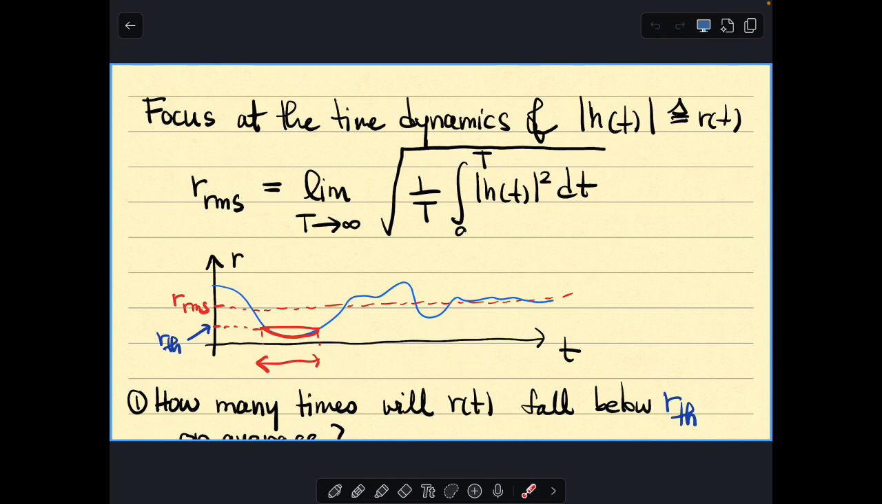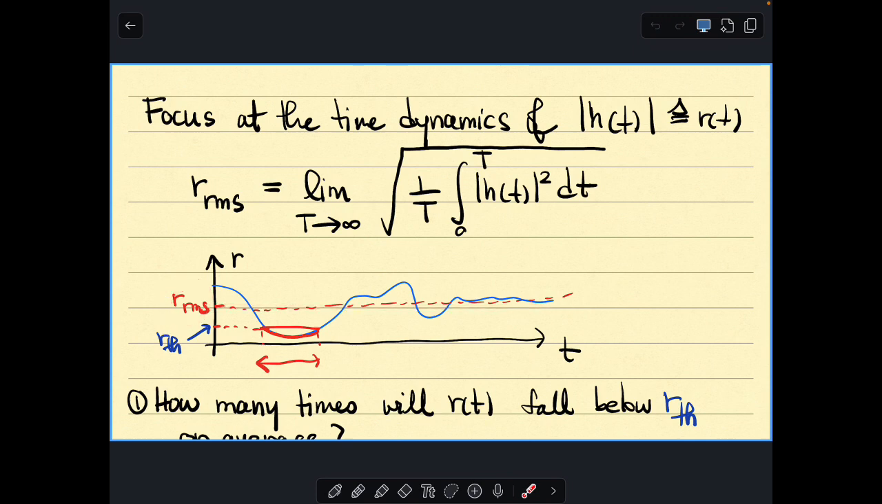It's a way to do averaging. So how do you do this averaging? Imagine we're tracking this variable r. It's going to be changing in time, so we want to find the average. Maybe this is the average, the root mean square. How do you find this?